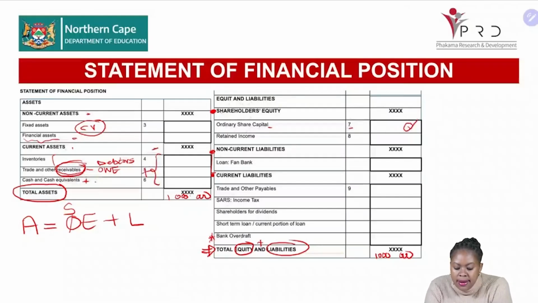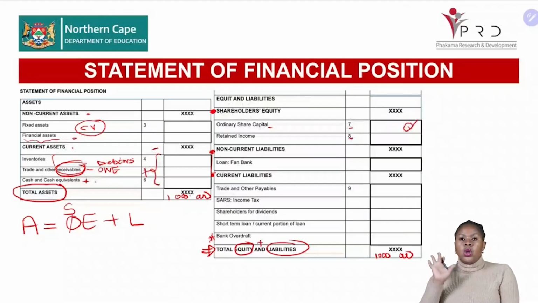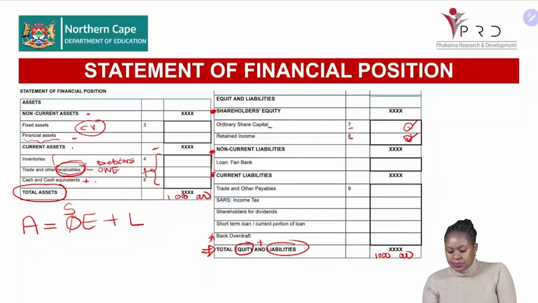Then you have your retained income. Now your retained income is also a note that the examiner can give you to complete. Once you've completed the note, you have to take the balance of that note and copy and paste it over there. That is the principal mark that will be awarded there. All right. Then when you add the two, you will get your share equity. Then we have our non-current liabilities.